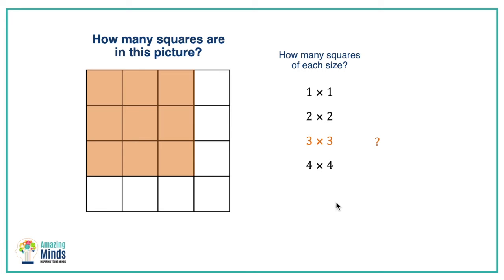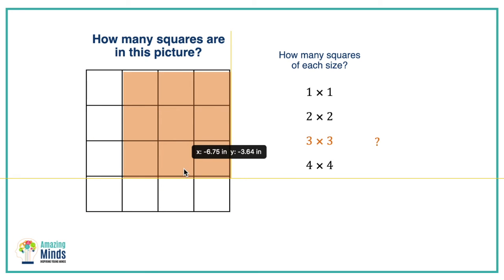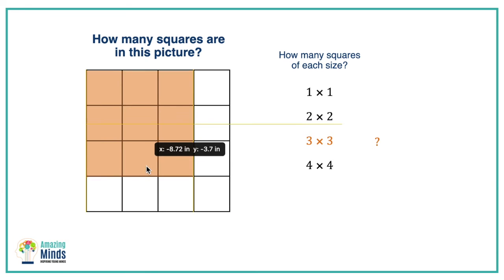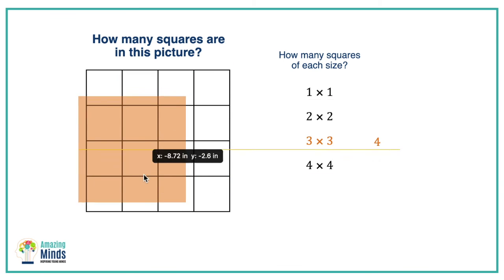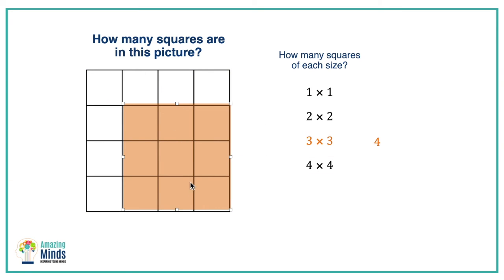How many 3 by 3 squares? Okay, so this does become a little easier because in this row you only have 2. And then you can move down 1 and you only have 2. And that's as much as you can move with that size. So you have 4. 1, 2, 3, 4.